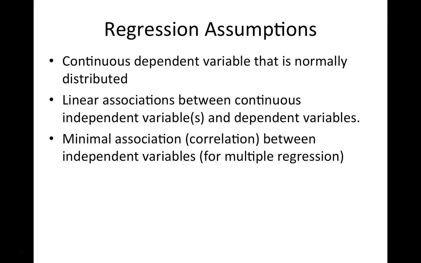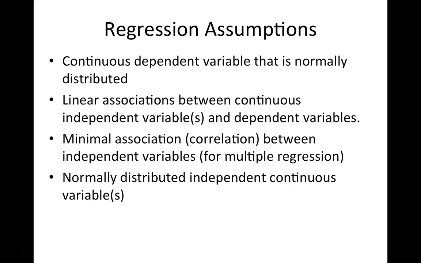We want to have minimal association or correlation between our independent variables in a multiple regression. So when we're including multiple independent variables, as I said before, we want to know that those are minimally associated with one another, so that we're not putting in variables that are essentially the same thing. We want to have normally distributed independent continuous variables. So for those predictor variables that are continuous, we'd like for those to be as close to normally distributed as possible.